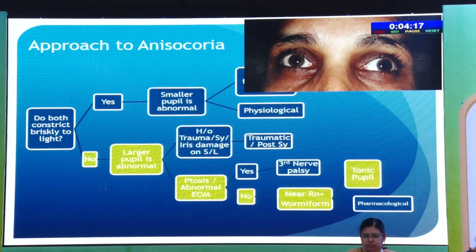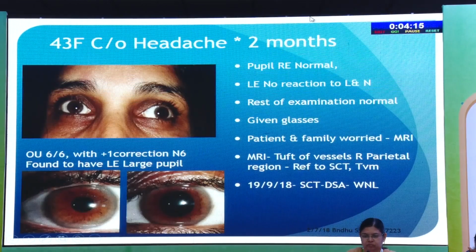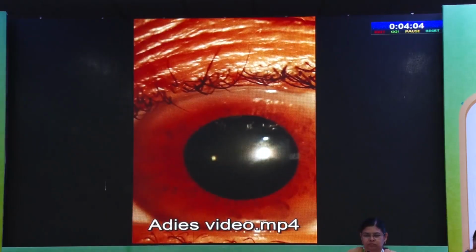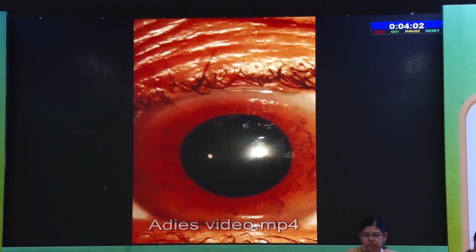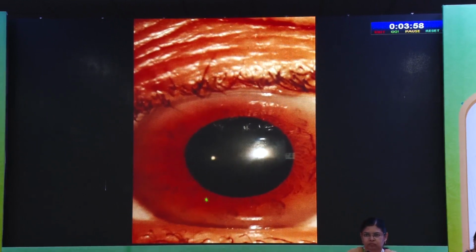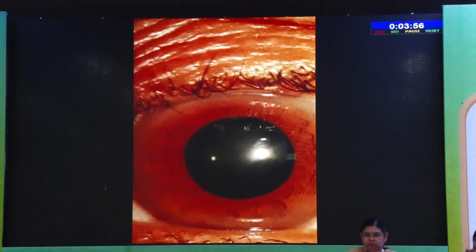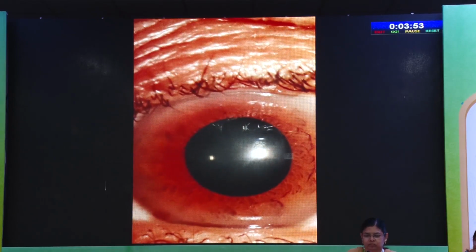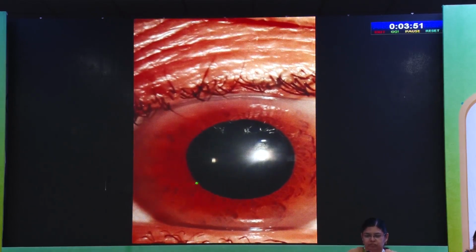I'll show you the video in a minute. Now video, please. Sorry. First one. This is just taken with the mobile phone, and you can see the vermiform movements. If you observe here very closely, you can see the vermiform movements quite clearly. There you can see very nicely the vermiform movements here.